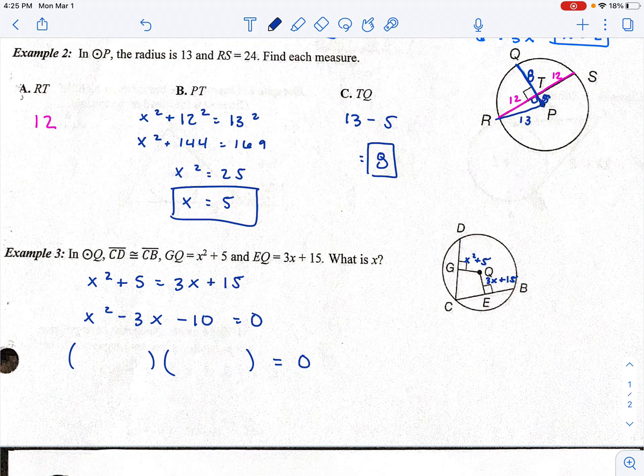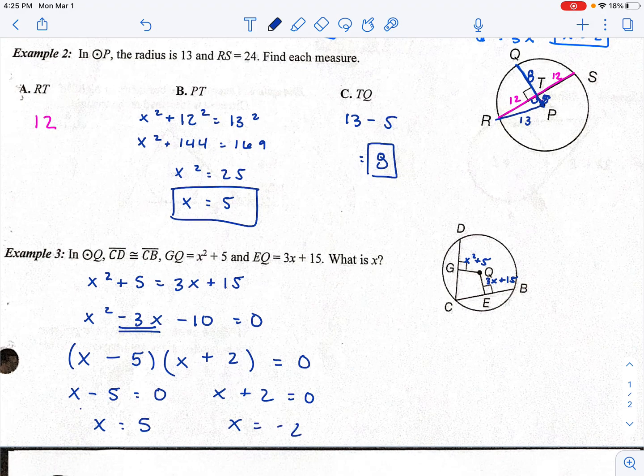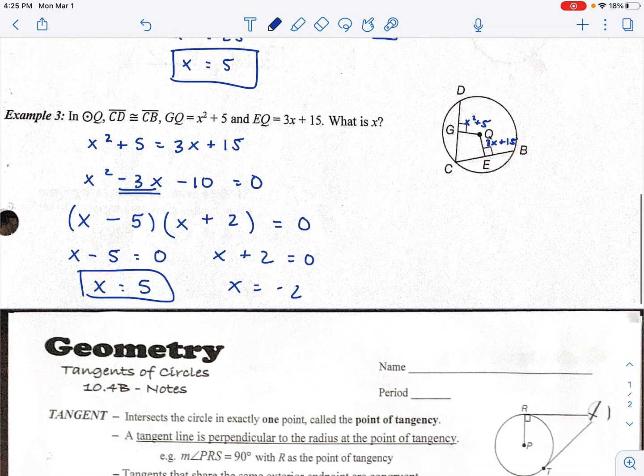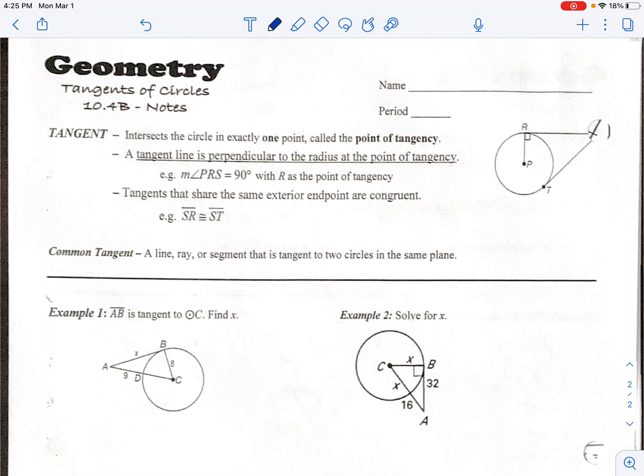Make our parentheses. What times what gives me x squared? x and x. Now I'm looking at what times what gives me 10, but somehow combines to 3. Well, 5 and 2, I can get to 3. And I want it to be a negative 3, so I want negative 5 plus 2. Set both of those factors equal to 0. So I get x equals 5 and x equals negative 2. So my answer has to be x equals 5.